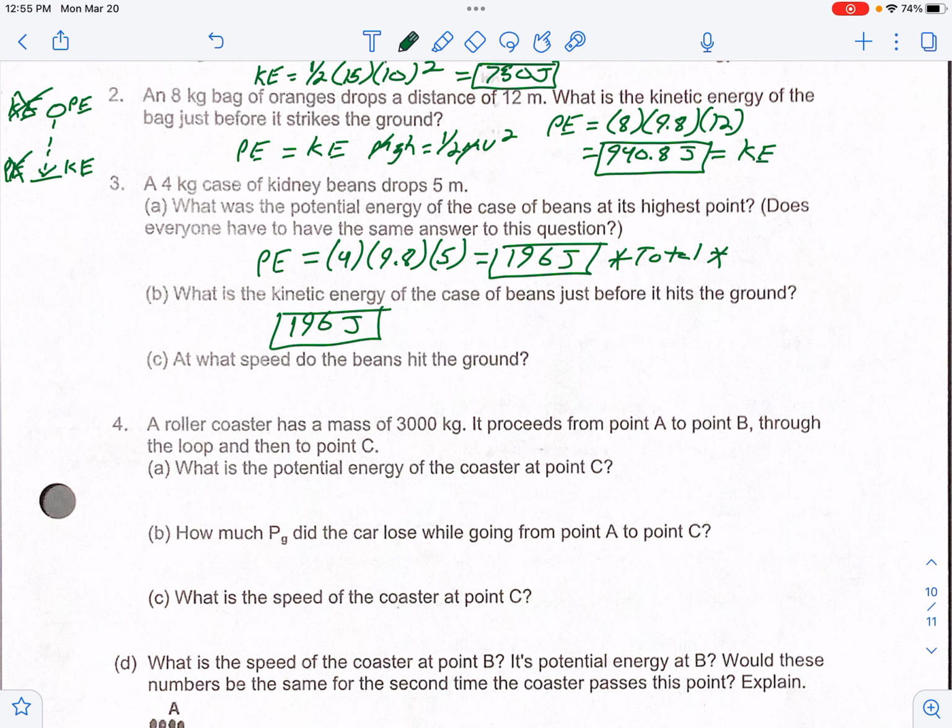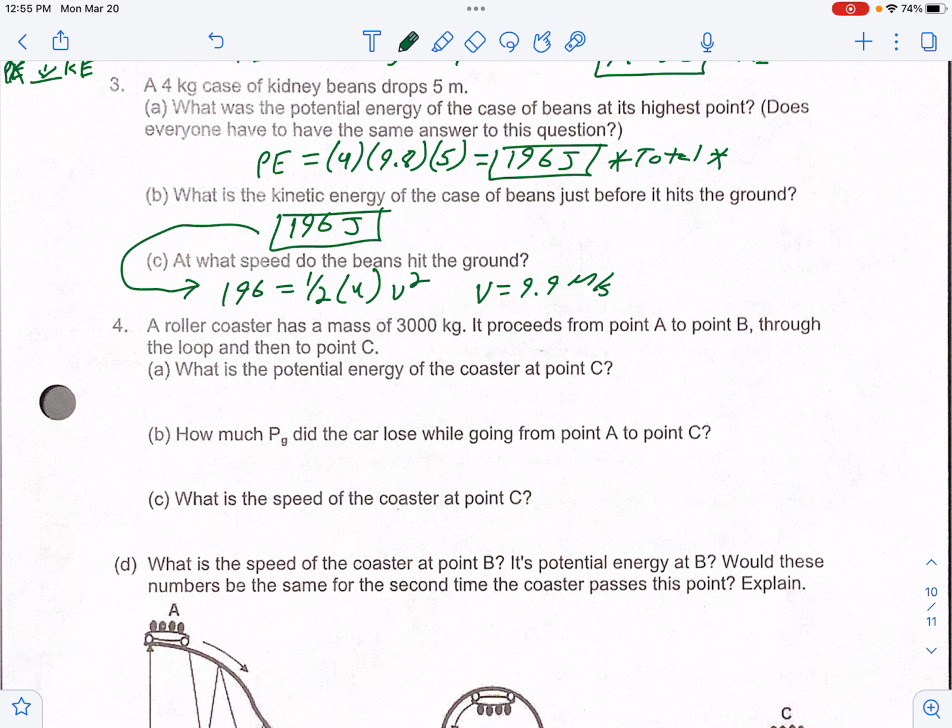C, what speed do the beans hit the ground? So I can take that kinetic energy and bring it down here. 196 equals 1/2 mv squared, so my mass is 4. Velocity, I don't know, leave it as v. So get v by itself and square root both sides, and you get 9.9 meters per second.